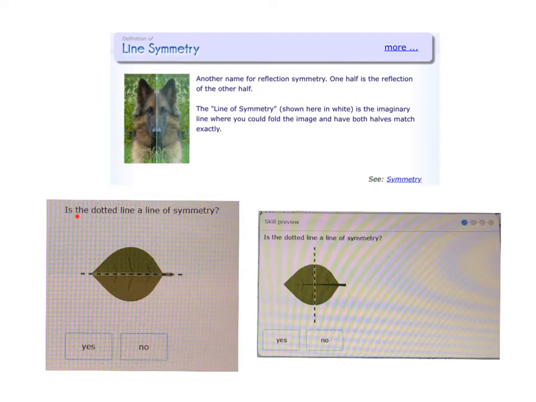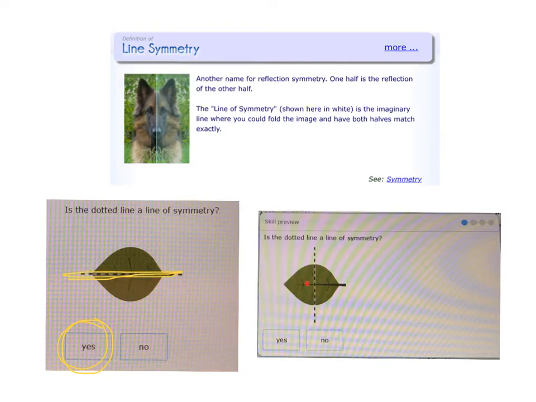So here it says, is the dotted line a line of symmetry? So this one, which is cutting sort of, I guess say, horizontally through the leaf, you'll notice if I folded that over, it would look exactly the same. So yes, this line here does create a line of symmetry through the middle.